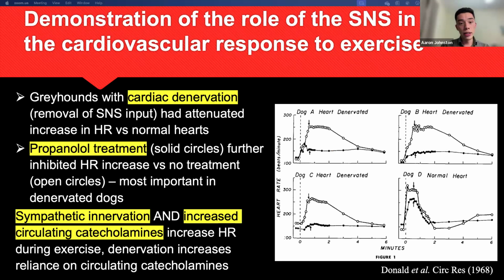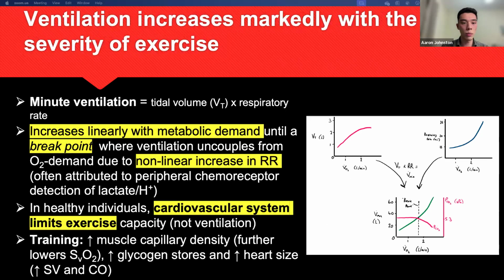So in the denervated dogs, they're entirely reliant upon the circulating hormones to increase their heart rate. And this has clinical implications, for example, with patients that have had heart transplants, because in the context of heart transplant, these are essentially denervated patients. So they're entirely reliant on circulating catecholamines. So if you give these patients beta blockers, they are going to really struggle during exercise and experience exercise intolerance. So that was the cardiovascular response. Let's turn our attention then to the ventilatory response.